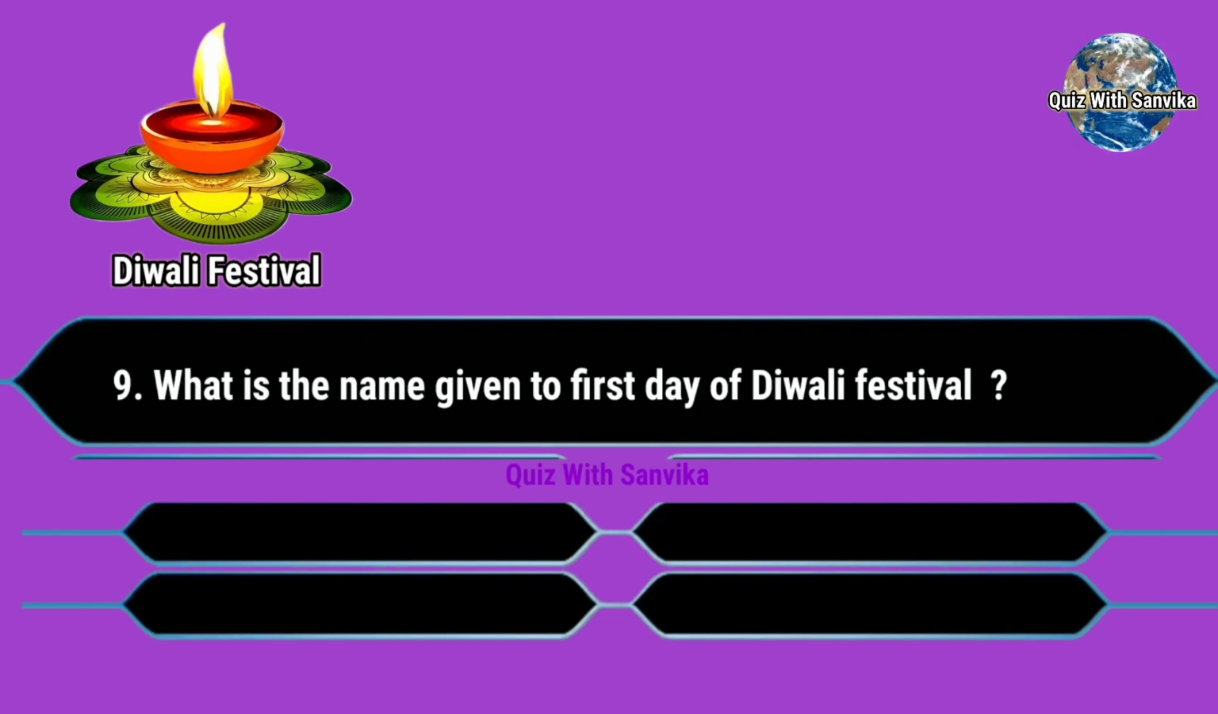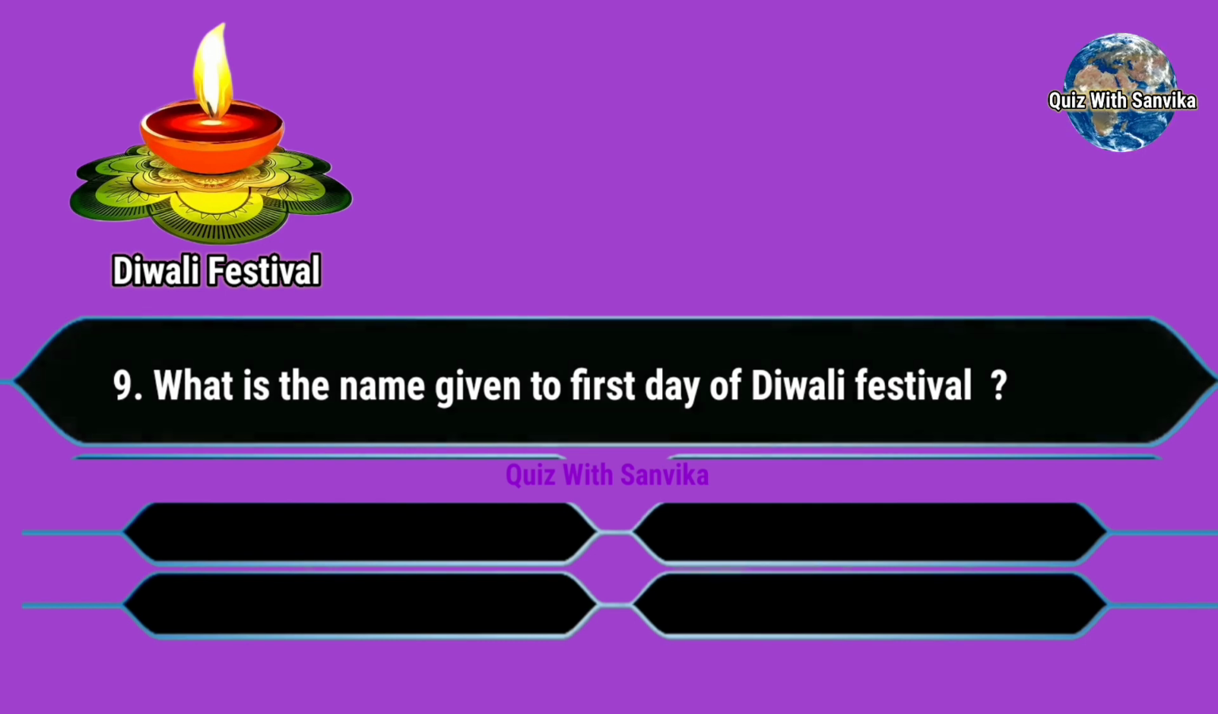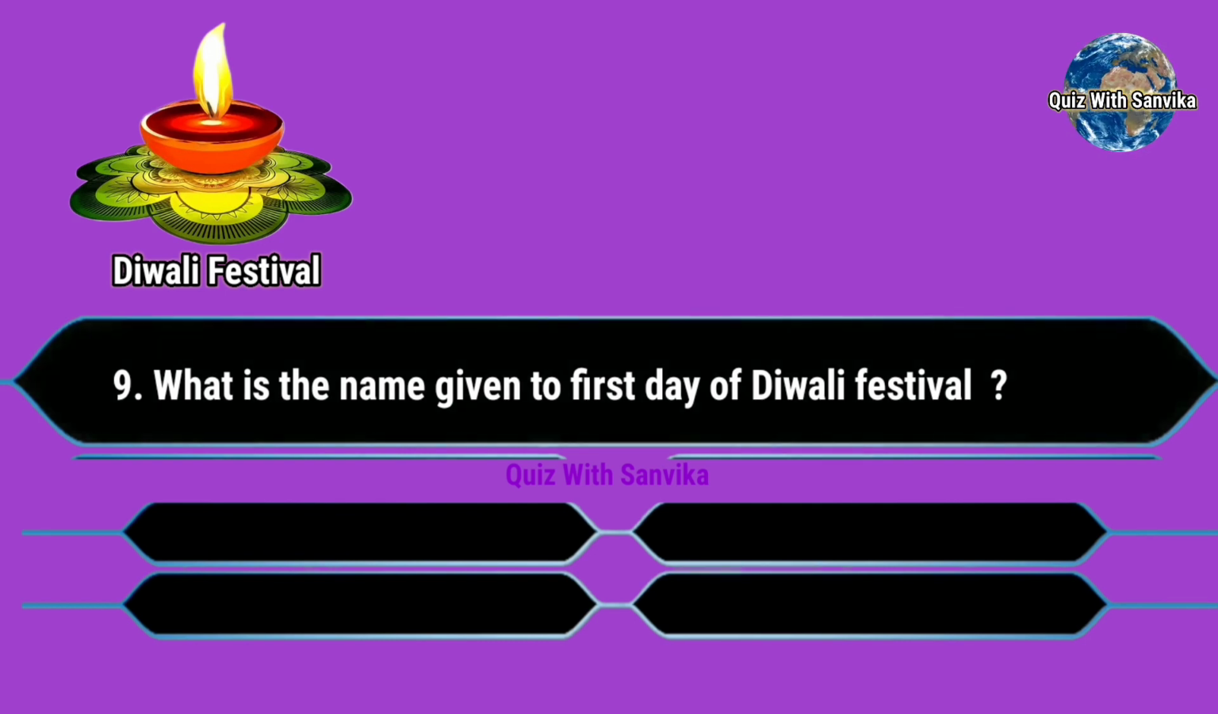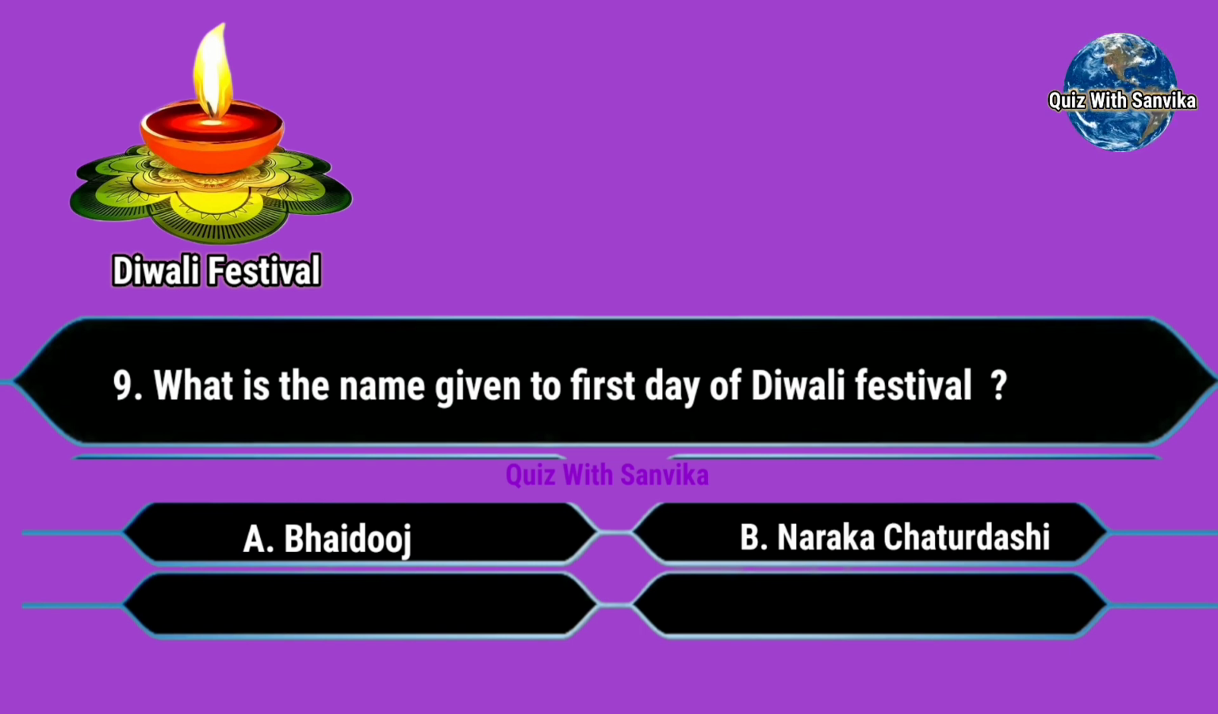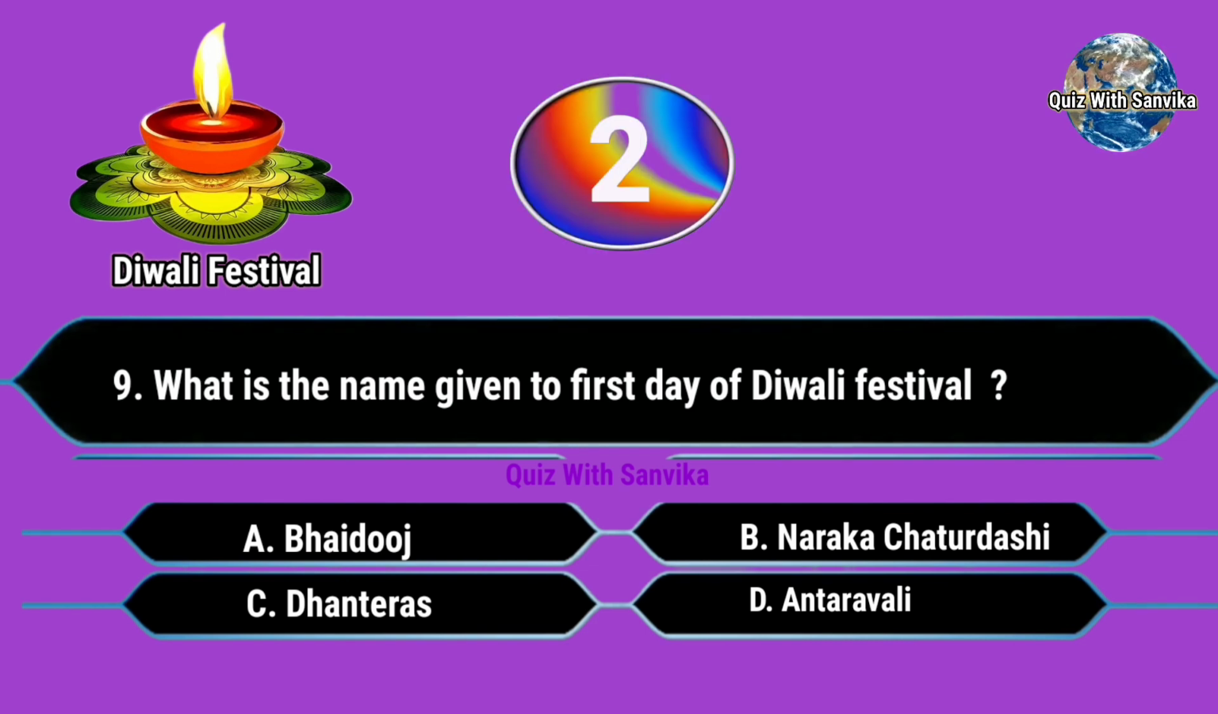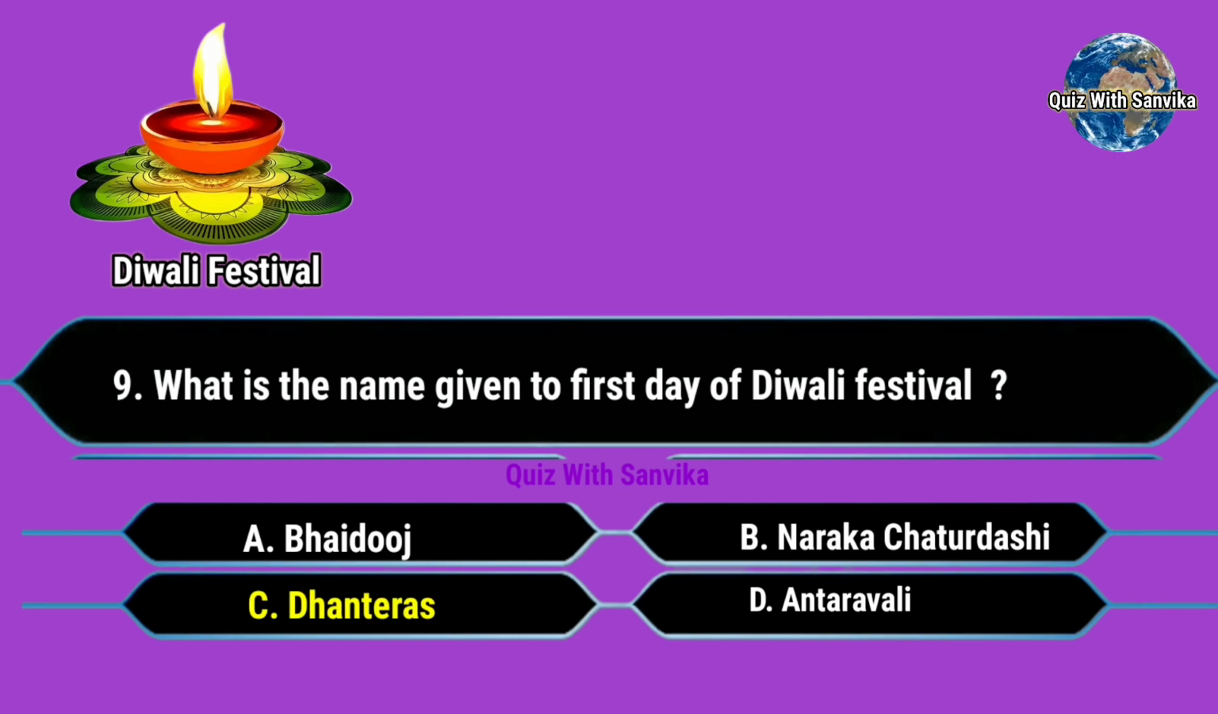What is the name given to the first day of Diwali festival? Options are A. Vaidus, B. Naraka Chaturdashi, C. Dhanteras and D. Antaravali. Answer is C. Dhanteras.